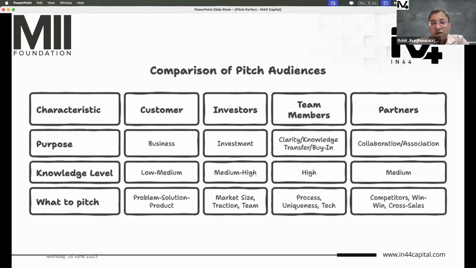So for example, as we were talking about, when you pitch to a customer, the purpose is to get business. When you pitch to an investor, the purpose is to get investments. For a team member, it is clarity and what the vision is. Are you on board with the vision? And when you talk to somebody like a vendor or an associate, it is more about collaborations. Where can you collaborate? What supports are required? Do you want integrations? Do you want extended third party responsibilities? All that stuff comes in. So you have to be ready to pitch different things, right?